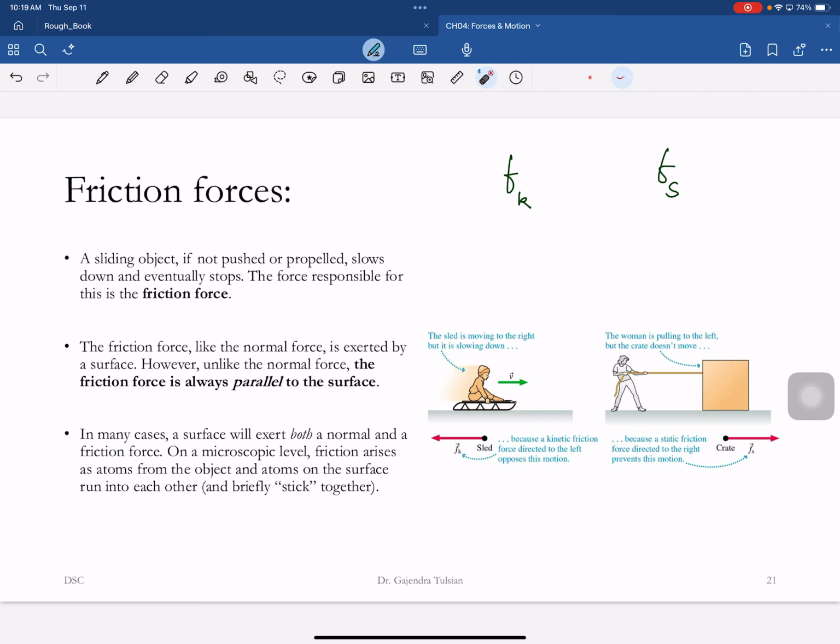So if I'm not pulling on it, what is the static friction force? Zero. So the static friction force can be anywhere from zero to a maximum value. Because there is a force I can apply and get the box moving, and that will equal the maximum static friction force. And what is the direction of the static friction force? If the box is trying to move in this direction, the static friction force is in that direction.